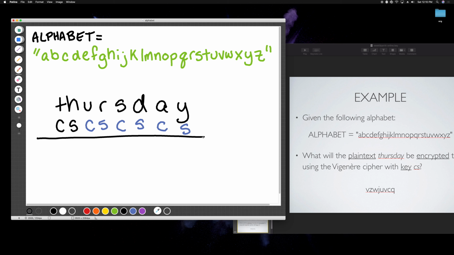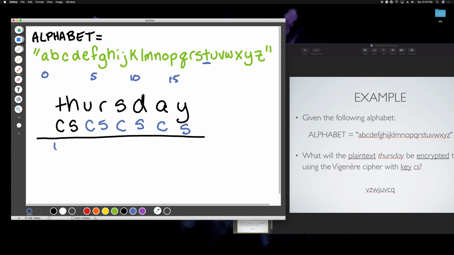So again, the rule is you have to look up these characters. We'll first look up the character T, which is right here. And that is at position, let's see, 0, 1, 2, 3, 4, 5, 6, 7, 8, 9, 10, 11, 12, 13, 14, 15, 16, 17, 18, 19. So T is at position 19.